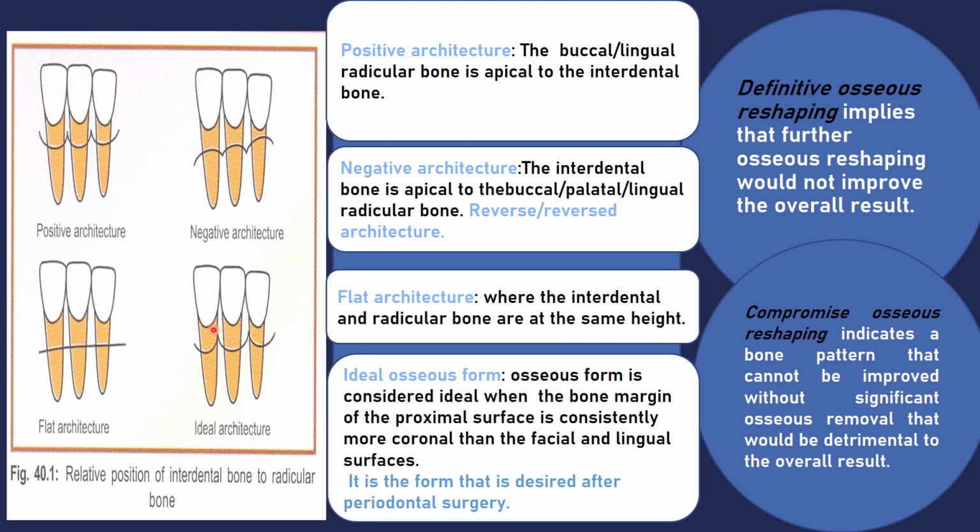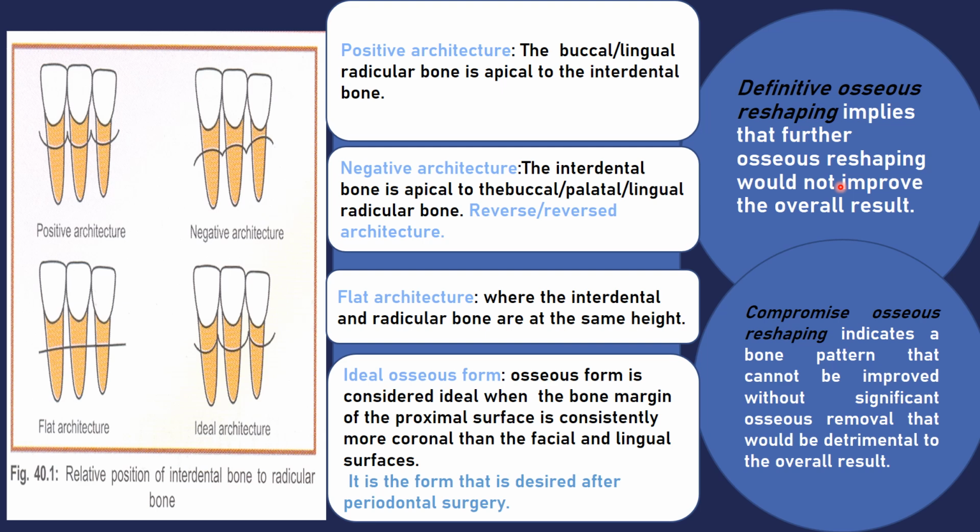So this is the form that is desired after periodontal surgery. We talked about osseous reshaping, and it can be of two types. I just want to tell the meaning of definitive osseous reshaping and compromise reshaping. Definitive osseous reshaping implies that further osseous reshaping would not improve the overall result. So they have done the definitive osseous reshaping, and any further reshaping is not going to help.